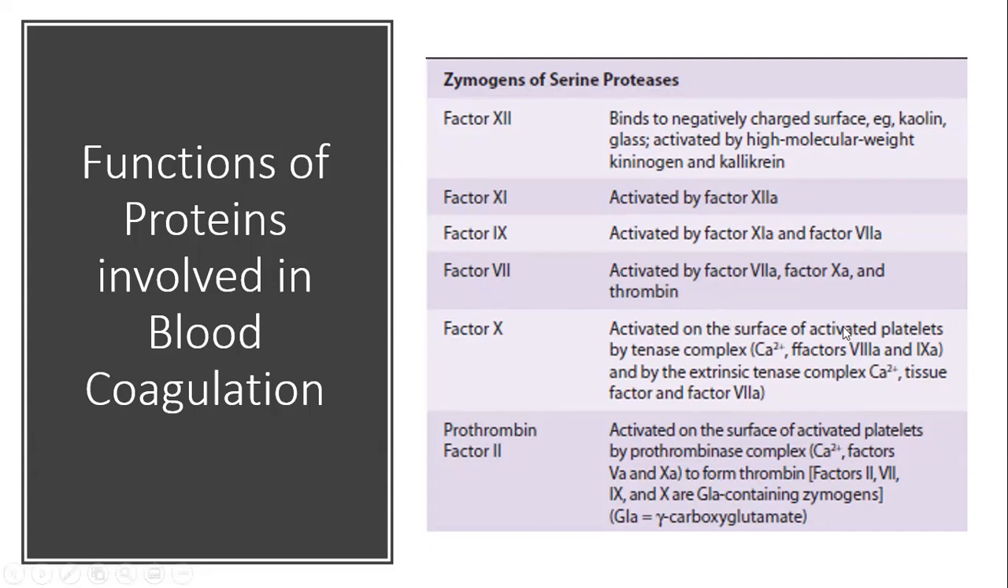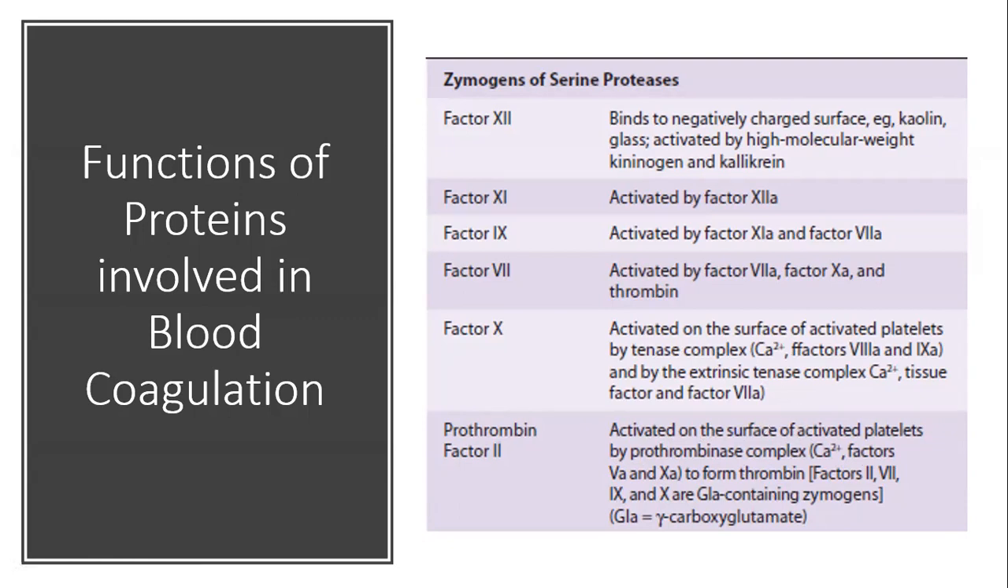They are activated on the surface of activated platelets, either by the intrinsic 10-ACE complex, later on we'll be discussing it. The intrinsic 10-ACE complex consists of your calcium, factor 7A and factor 9A, or the extrinsic 10-ACE complex composed of your calcium, tissue factor, and your 7A. Your prothrombin, which is also your factor 2, is activated on the surface of platelets by the prothrombinase complex comprising calcium, factor 7A and factor 10 to form your thrombin.